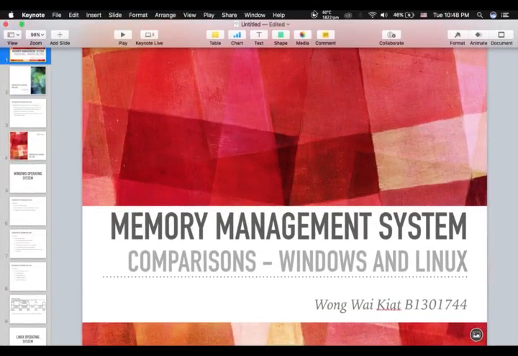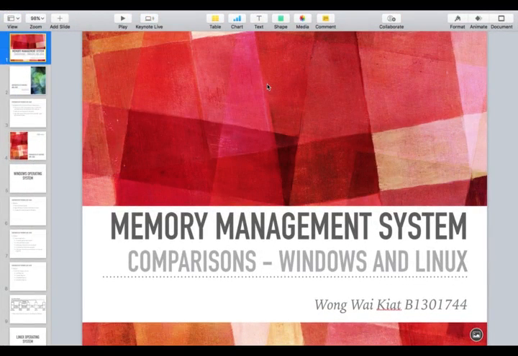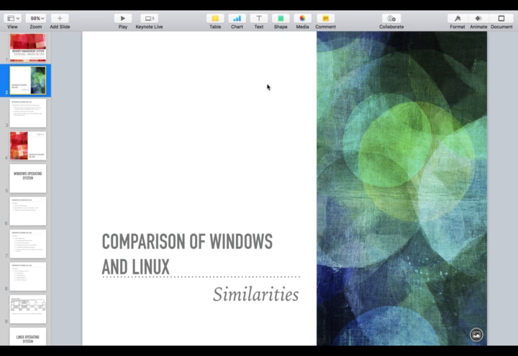Hi lecturer, I'm going to talk about the memory management systems comparisons in Windows and Linux, and my name is Wong Wai Kiat. So now we are looking into the similarities of both operating systems.